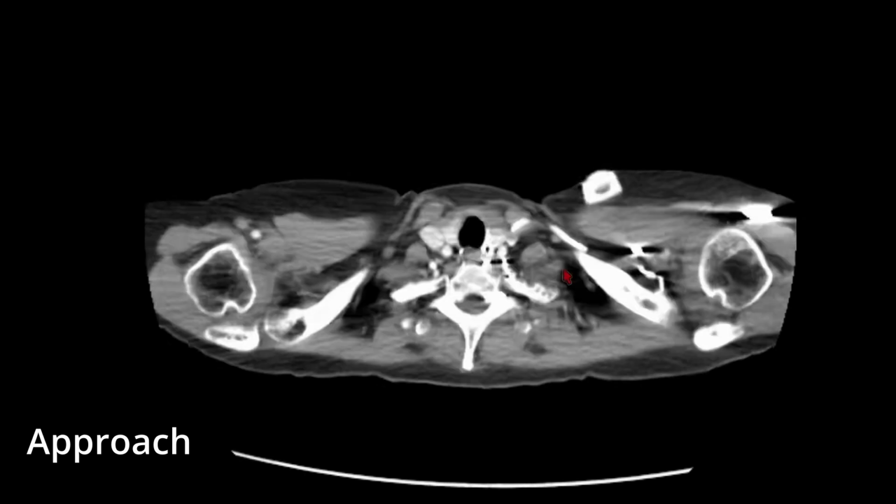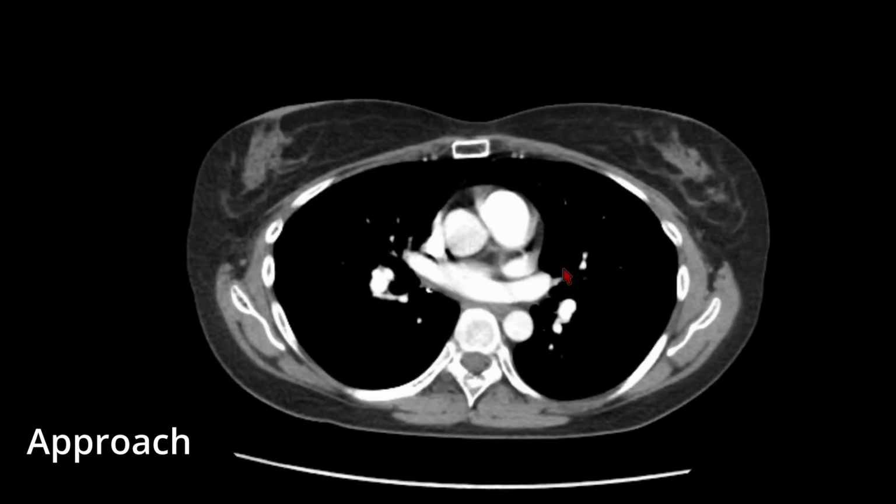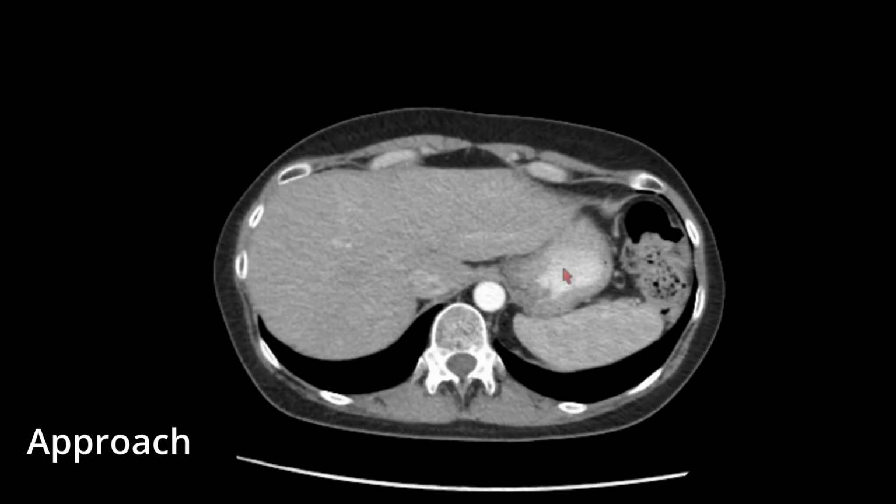This was a quick overview of the anatomy of the chest and the approach to reading a regular normal chest CT.